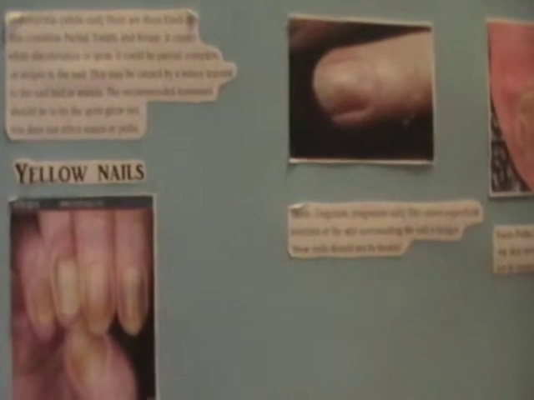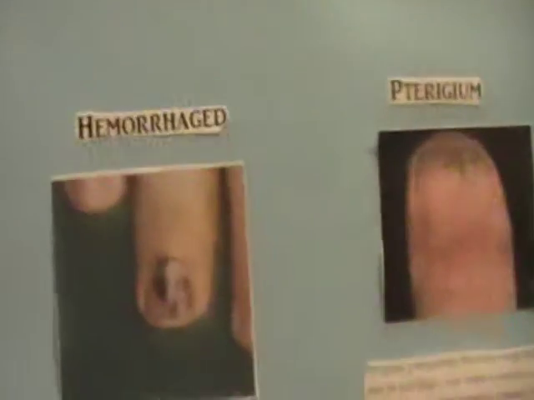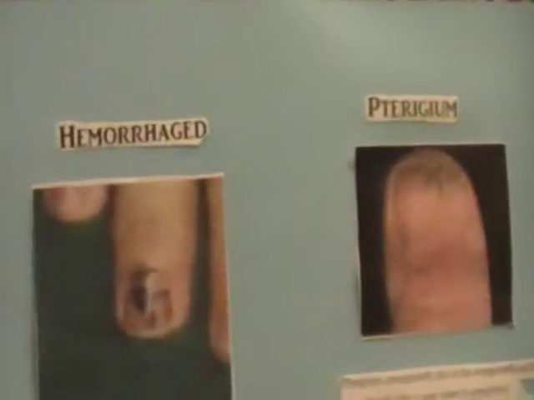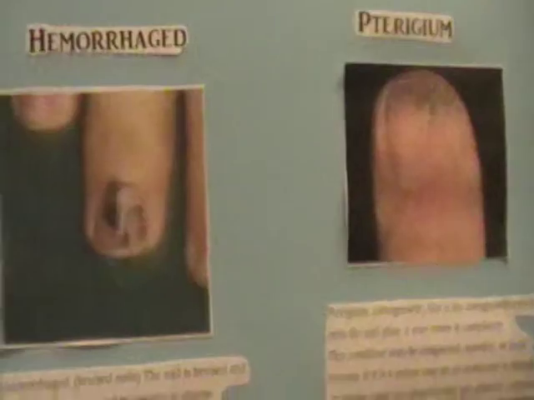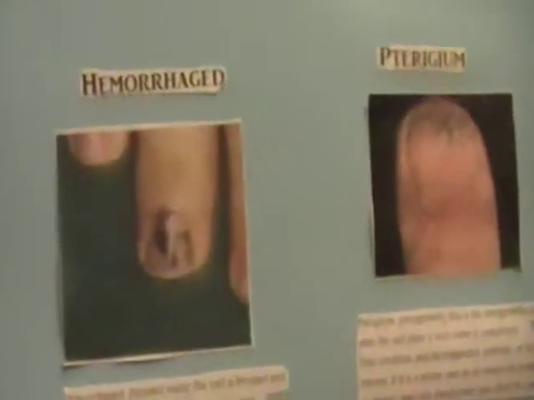Next we have yellow nails. These nails are smooth and thick. The rate of growth is very slow. This condition could be hereditary and should not be treated. Up here we have hemorrhaged or bruised nails. They may be bruised or bleed, can be caused by trauma or disease.